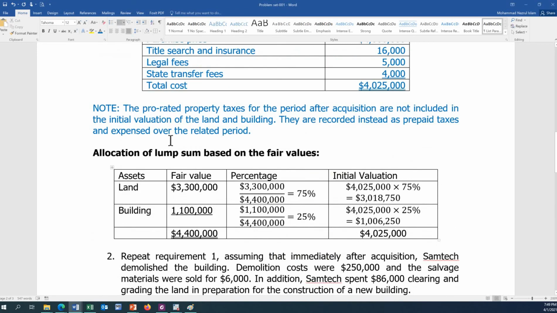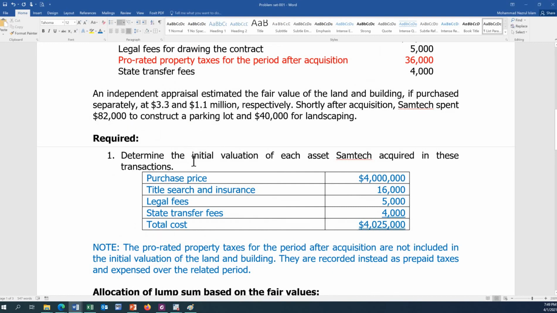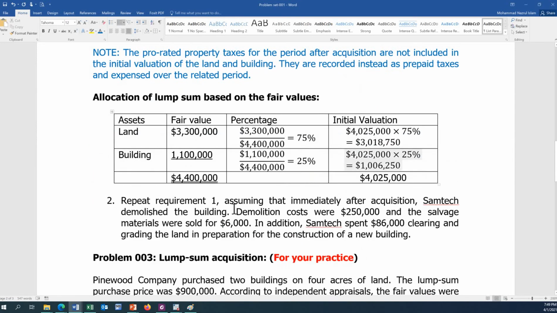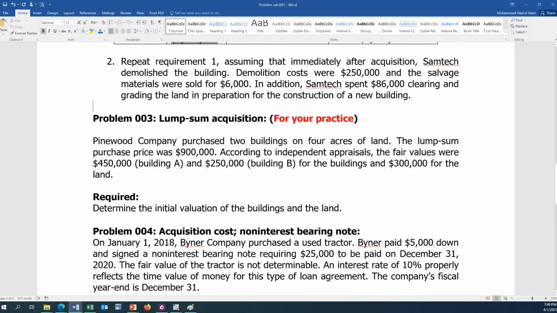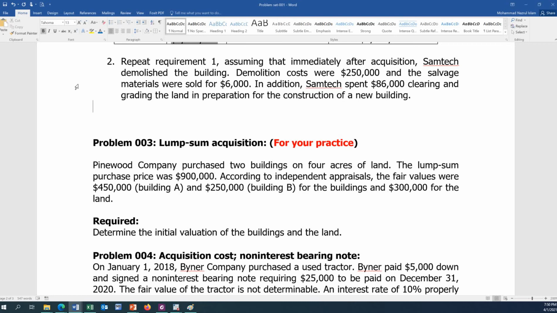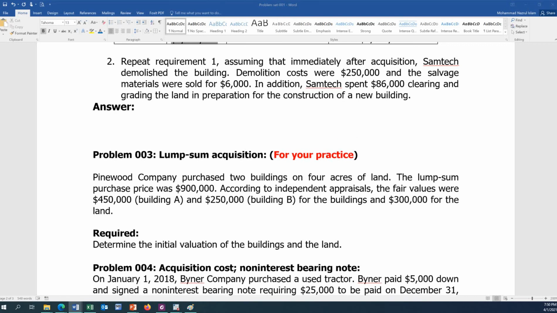And do we have any other requirement? They're saying determine the initial valuation of each asset Semtech acquired in this transaction. Yeah, we have done this one. Okay, and now let's see the answer of this one.